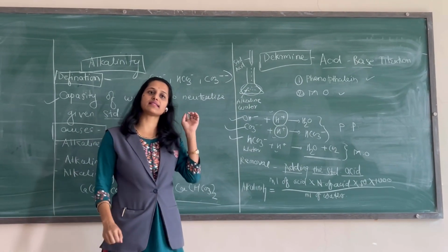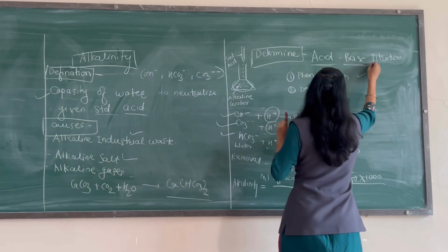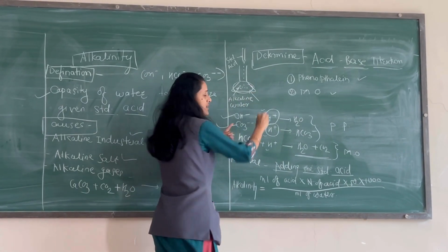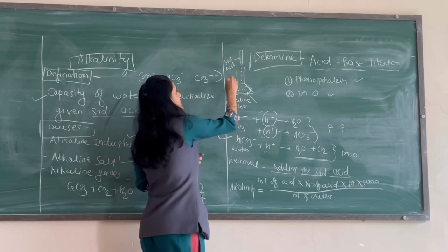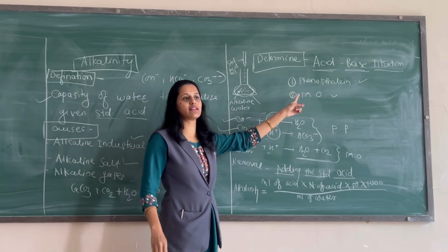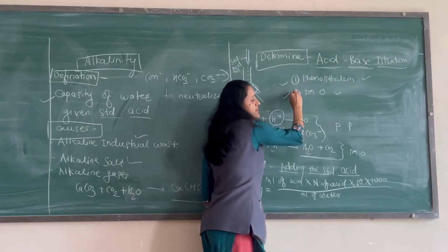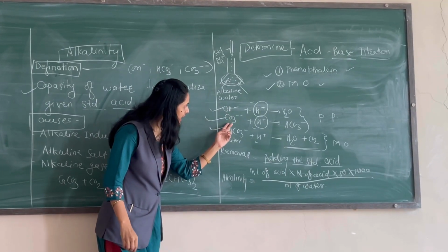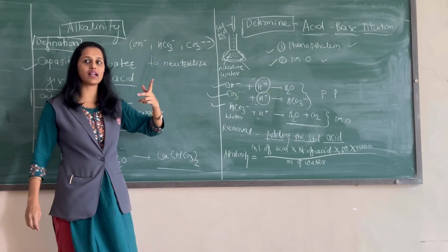Just like acidity, we use acid-base titration. For alkalinity also we use acid-base titration, but now the water is alkaline and we have to titrate with standard acid, that is standard HCl. In that case we use phenolphthalein and methyl orange indicators, because OH minus, CO3 2 minus and HCO3 minus cause the alkalinity.